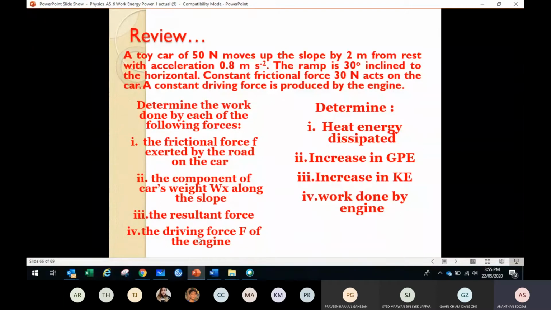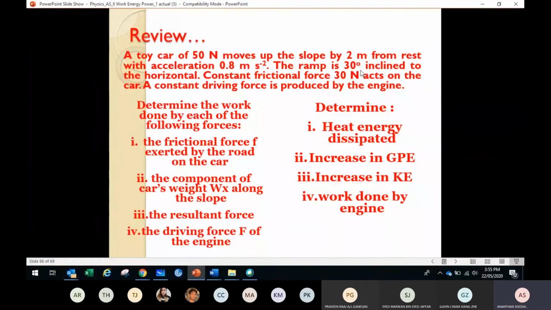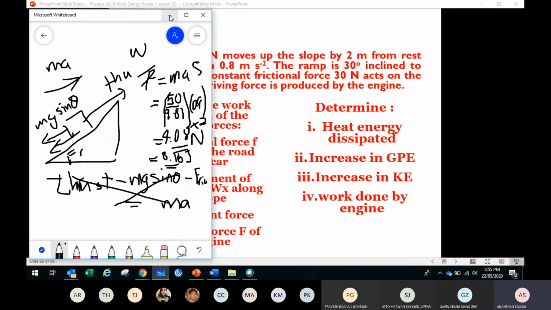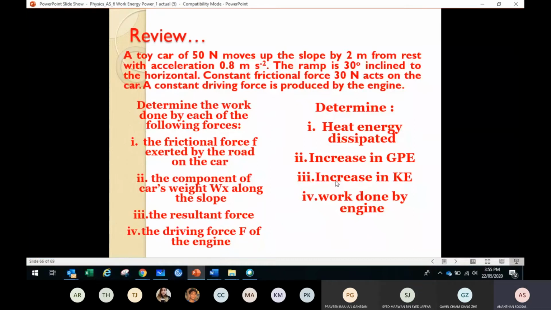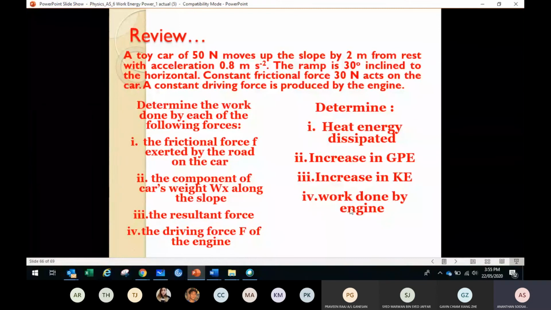Then finally, the driving force F of the engine. What is the work done by the driving force of the engine? How do you do this? Is the driving force given here or not? They never said what the driving force is, but you can find it already. The work done by the driving force is these three added up together: the heat energy plus increase in GPE plus increase in KE. The universal law: work done by the engine equals gain in GPE, gain in KE, and heat dissipated.